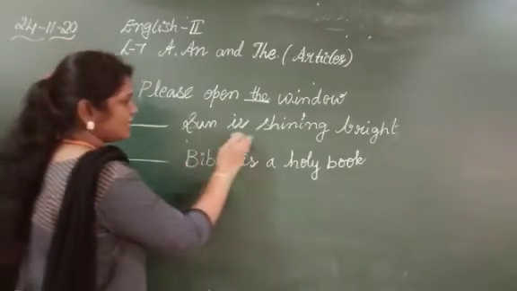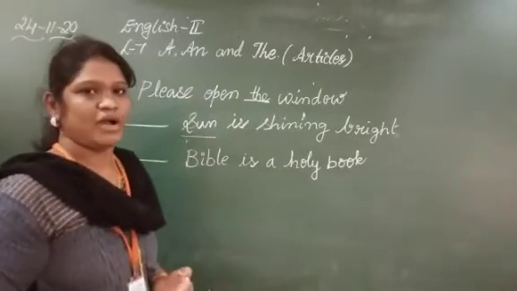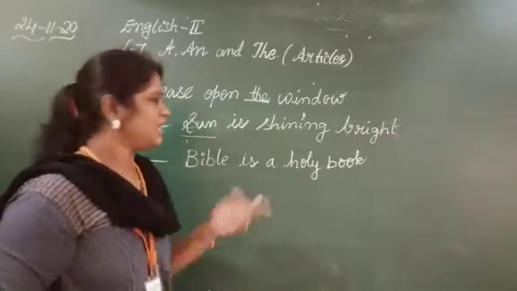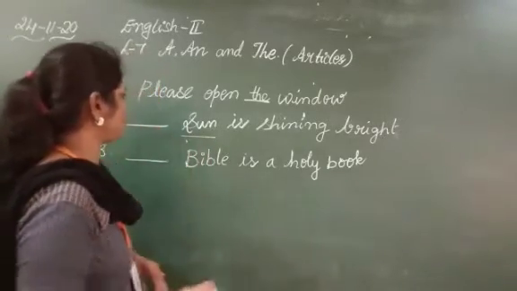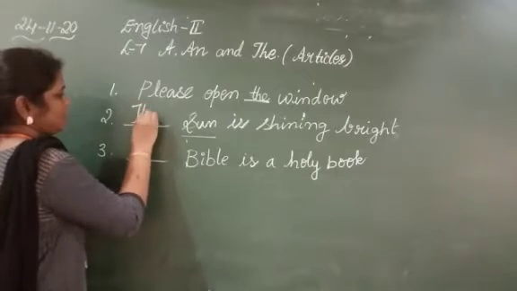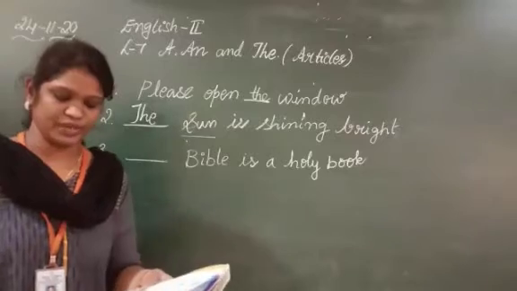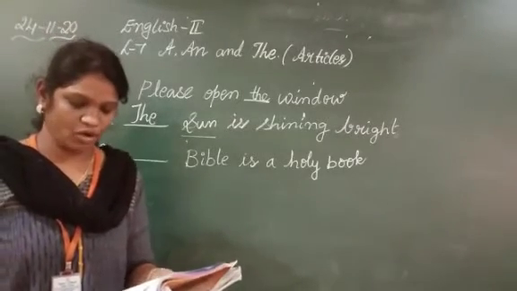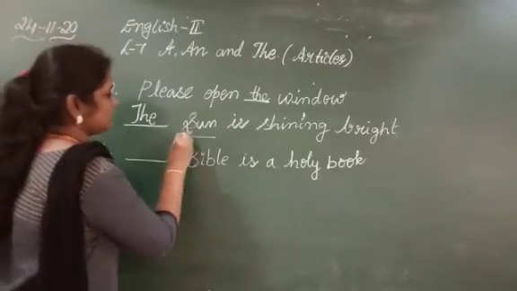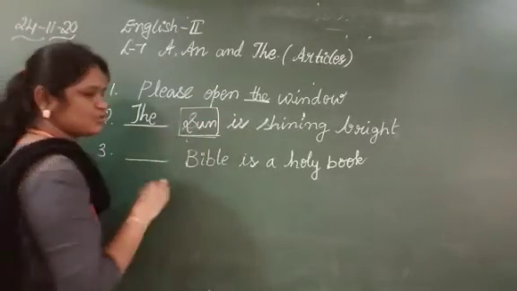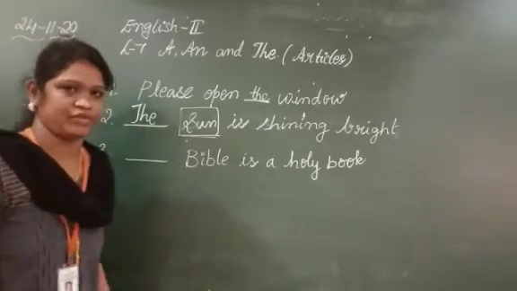Okay. Dash sun is shining bright. I told you sun, moon, mountain, Everest. These are particular places, particular things, right? So you have to use the before it. The is used with something specific or names of special places. Sun is a specific name, so you have to write the before it.